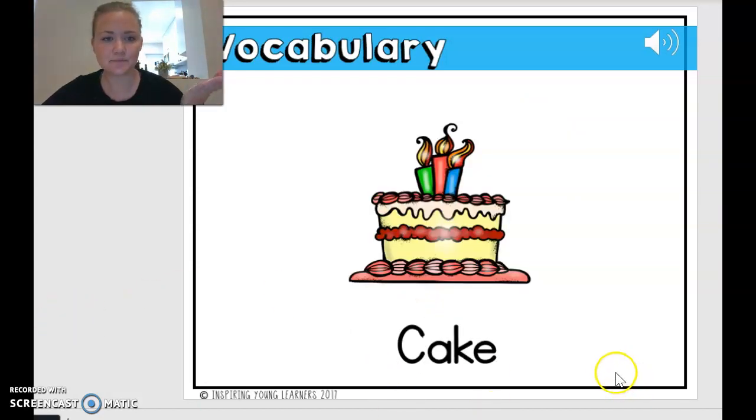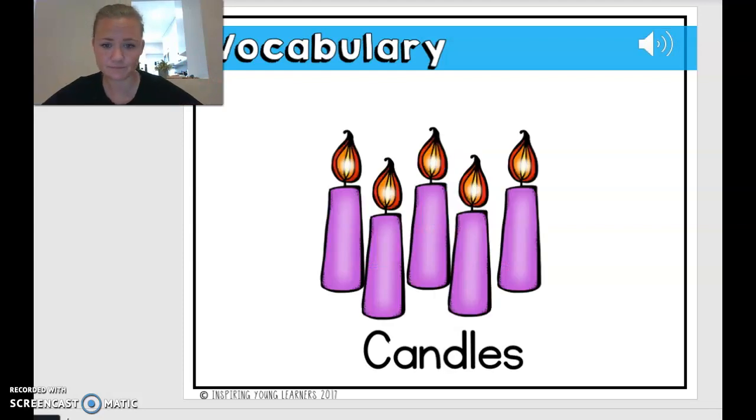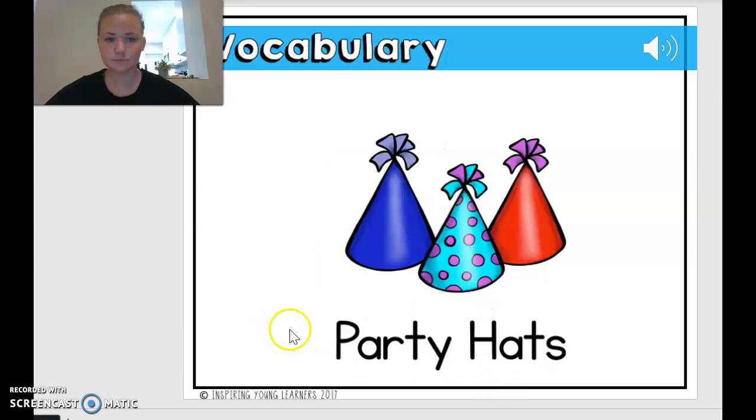Cake. I love cake. I like chocolate cake. What kind of cake do you like? Candles. Sometimes, if it's cumpleaños or our birthday, we blow out candles. Party hats.